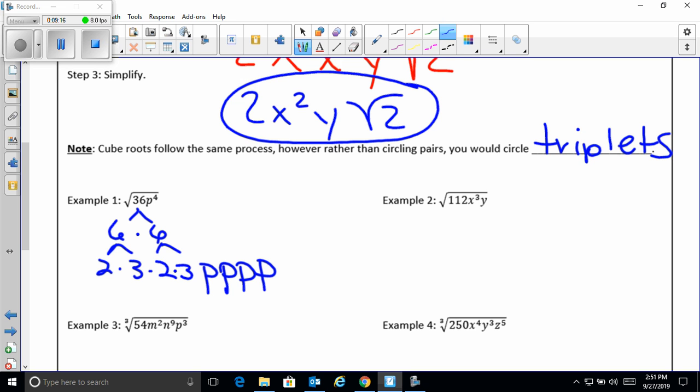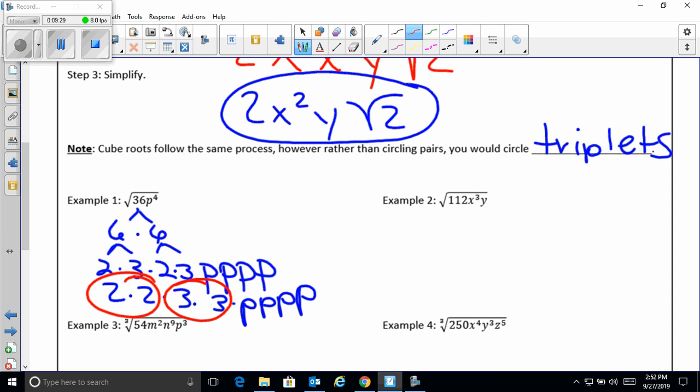Important. I didn't do this. Rewrite them so that you put your numbers together, so you're not making all these strange shapes to try to make your pairs. There we go. Now, circling pairs. Pair of 2s. Pair of 3s. Pair of p's. Pair of p's. Everything is circled, so everything's coming out. So what's coming out? A 2, a 3, a p, and another p.